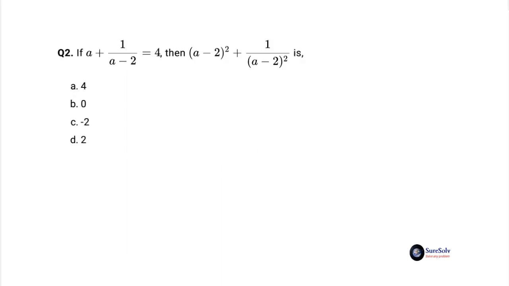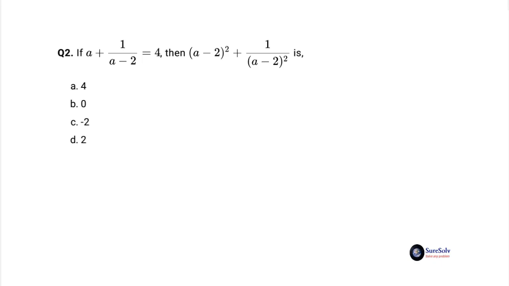Next question. Question 2 is, if a plus 1 by a minus 2 equal to 4, then a minus 2 whole square plus 1 by a minus 2 whole square is option A 4, option B 0, option C minus 2 and option D 2. This is a sum of inverse of squares, but the terms involved are compound variables comprising of two components a and 2. To evaluate the sum of inverse of squares, we must get the value of a minus 2 plus 1 by a minus 2. And that is easy to get from the given expression.